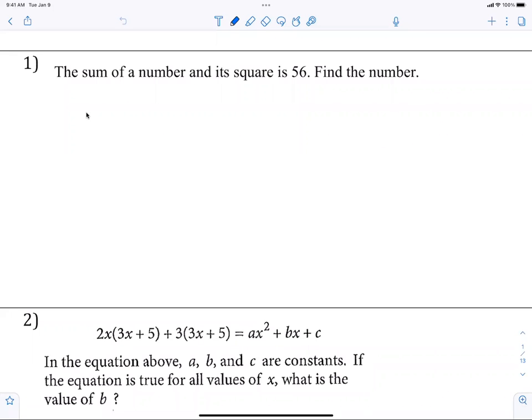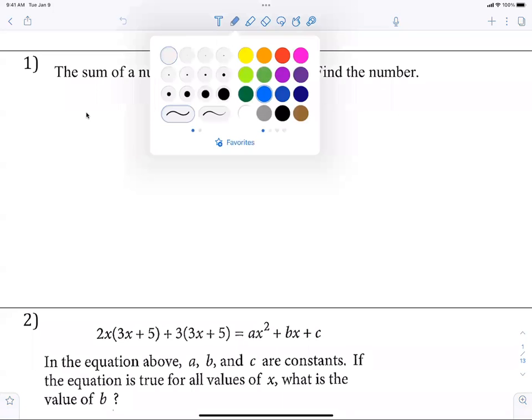Do 4 or 5 for homework. All right, so here we go. The first thing is the translation. The sum of a number and its square is 56. So how do I write the sum of a number and its square? That's how easy, guys. No questions about it.